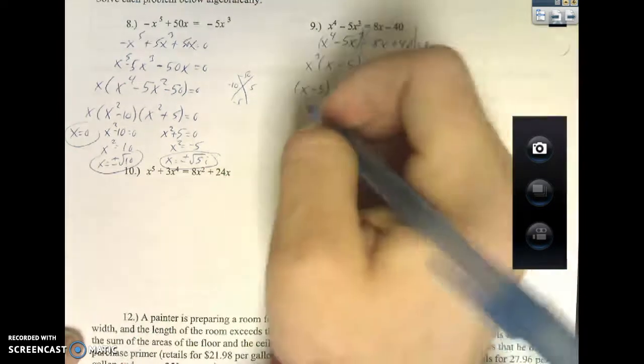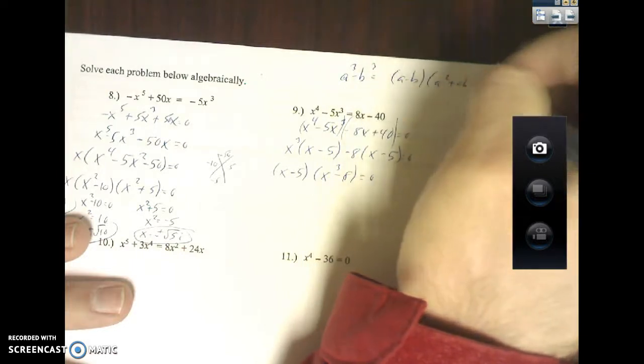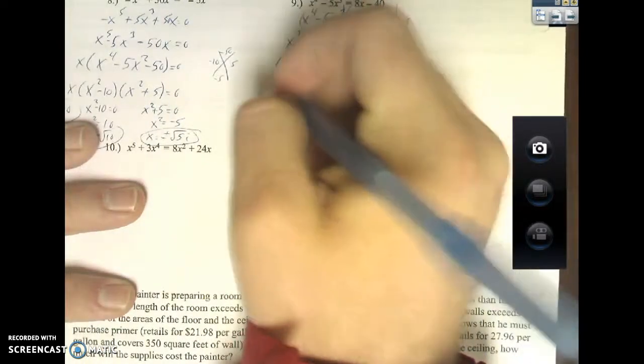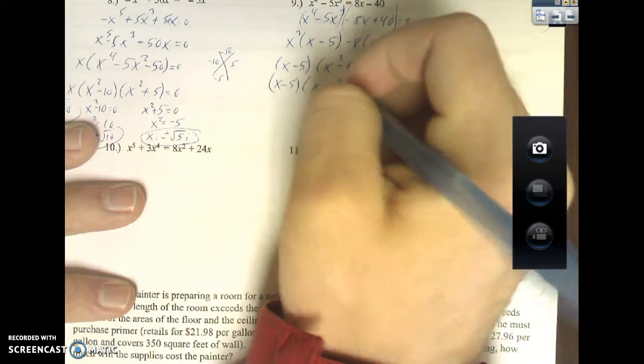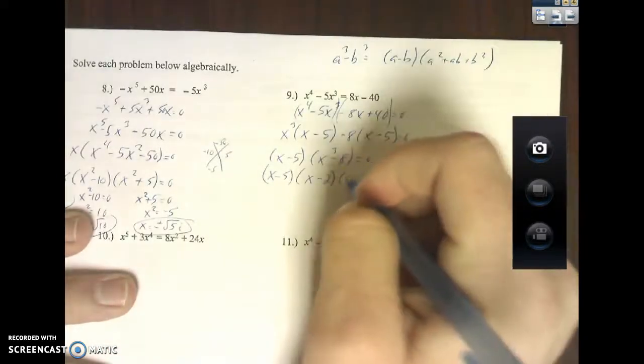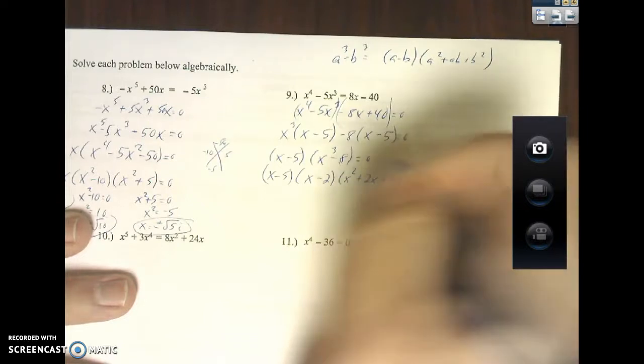Okay, now, bear with me. This is a difference of cubes, which is this. A cubed minus b cubed, which is a minus b, a squared plus ab plus b squared. Again, that's on your board, so we're going to use that. So this stays x minus 5. This becomes x minus 2 because a and b, a is x, b is 2, cubed root of 8 is 2. I'm using this right here, x squared plus 2x plus 4. I'll plug everything in there.